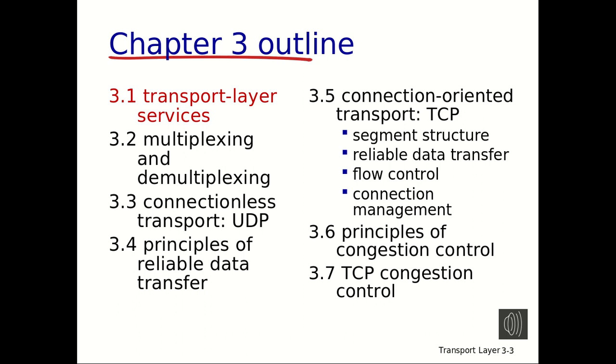Okay. So in section 3.5, we'll formally start discussing the connection oriented transport layer protocol. We'll look at the header or the segment structure. We'll look at how TCP accomplishes reliable data transfer. What do we mean by flow control? What is connection management or congestion control? And then we'll start looking at the different principles or the different algorithms that we have available for congestion control.